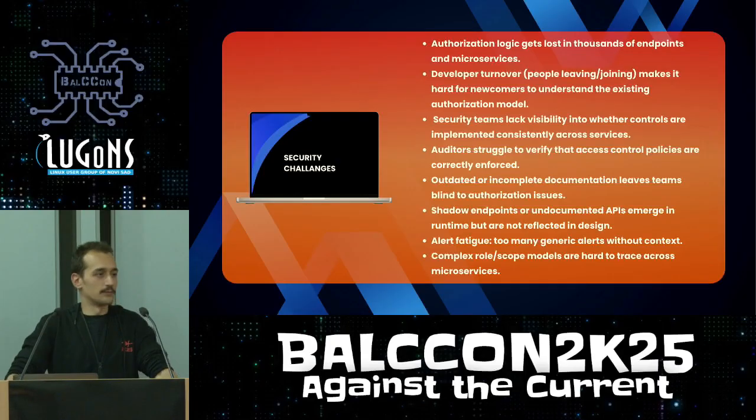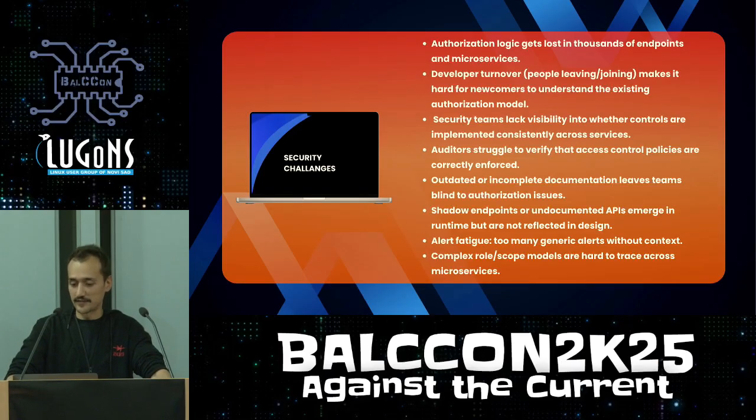So, moving on to the real security challenges: authorization logic gets lost in thousands of endpoints and microservices. And developer turnover, which is one of the biggest problems, is that people join enterprise environments, and then after a certain amount of time they leave. This is a known fact. However, this makes it really difficult for newcomers, or existing developers switching from one business unit to another, to understand the existing authorization model.